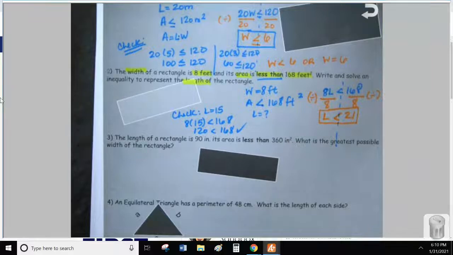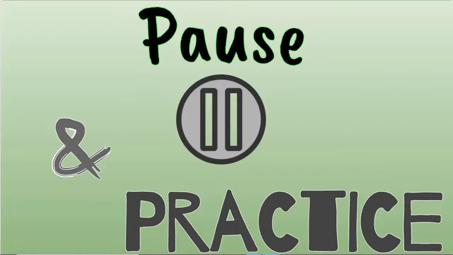So here's one more. The length of a rectangle is 90 inches. Its area is less than 360 square inches. What is the greatest possible width of the rectangle? I want you guys to pause and practice and do this one by yourself. What could the possible width of this rectangle be? And then come back.